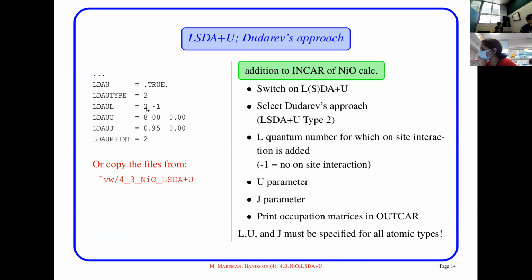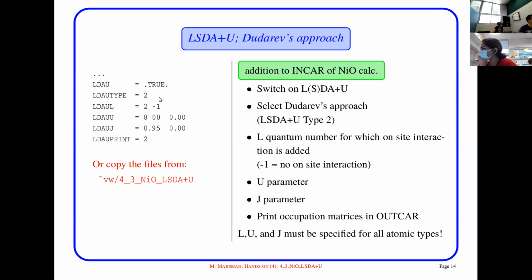Because remember that you have 2 nickel and 2 oxygen. So for the 2 nickel, you want to apply the Dudarev correction on the quantum number 2, and the quantum number 2, remember, is the one that is related to the d orbital. So these two here mean that you want to apply the Dudarev correction on the d orbital of all the nickel atoms, okay?